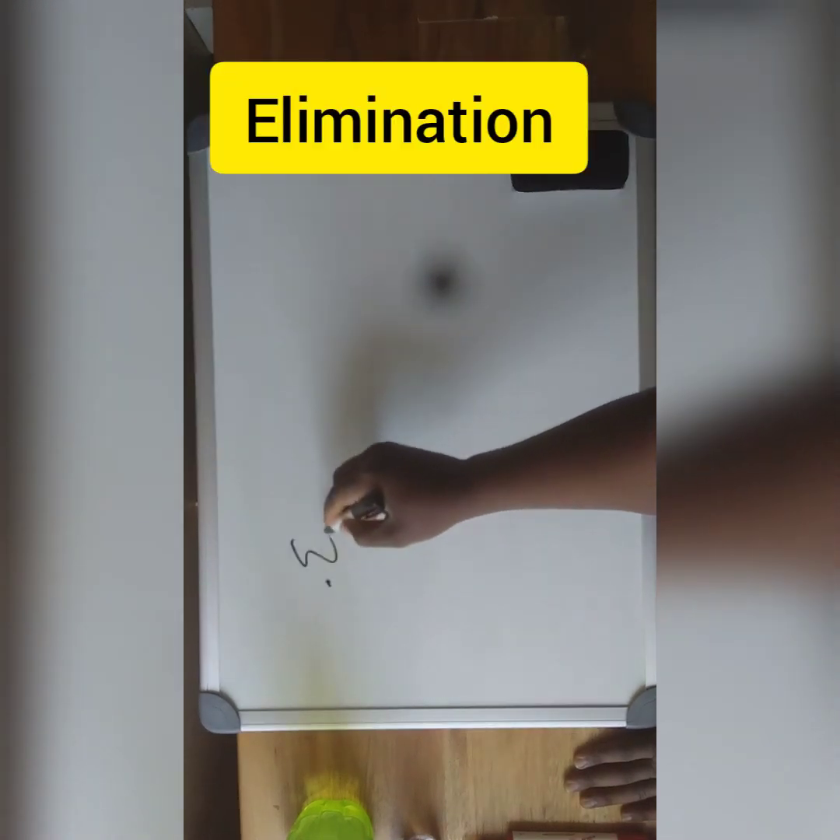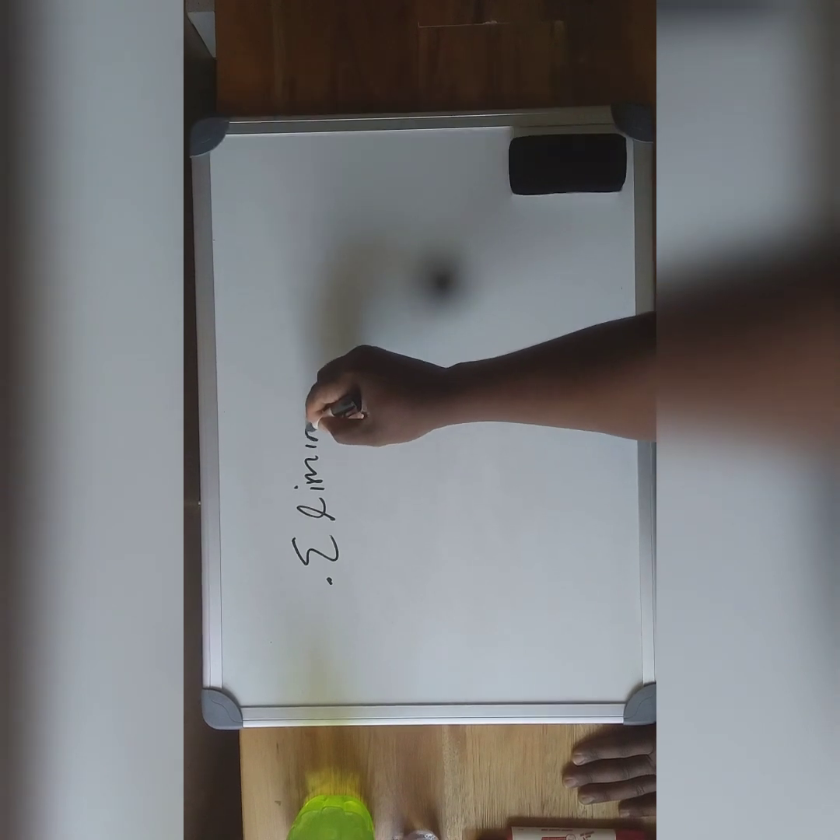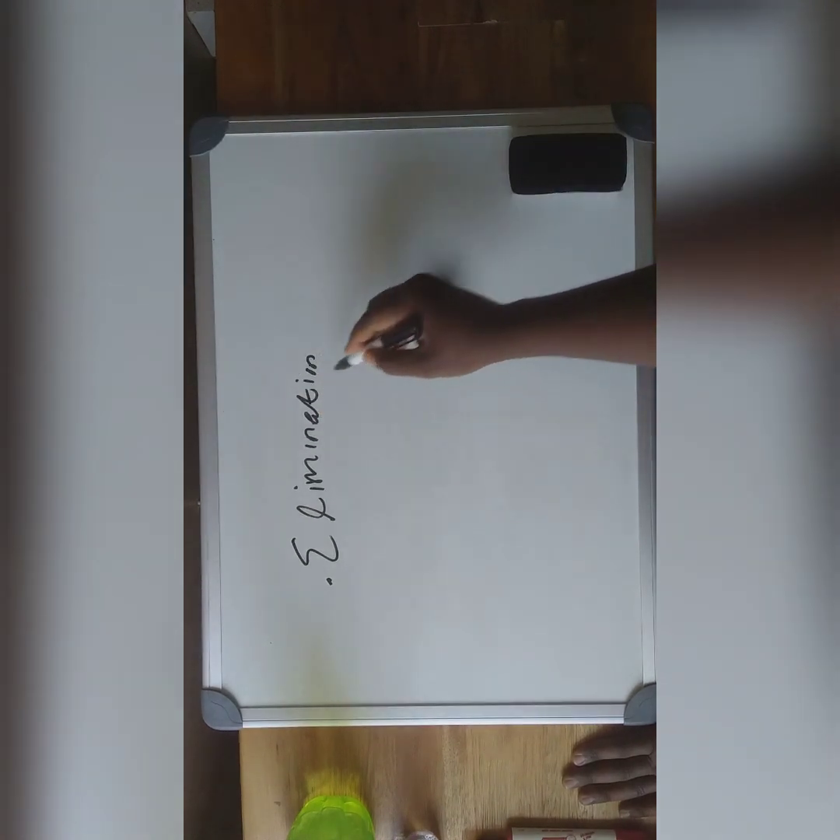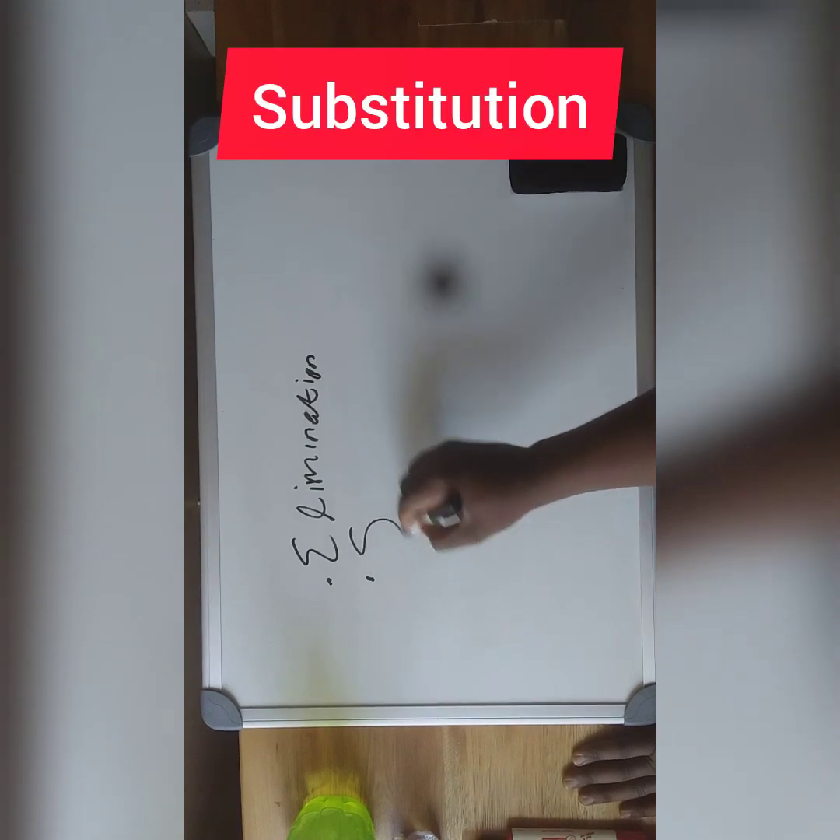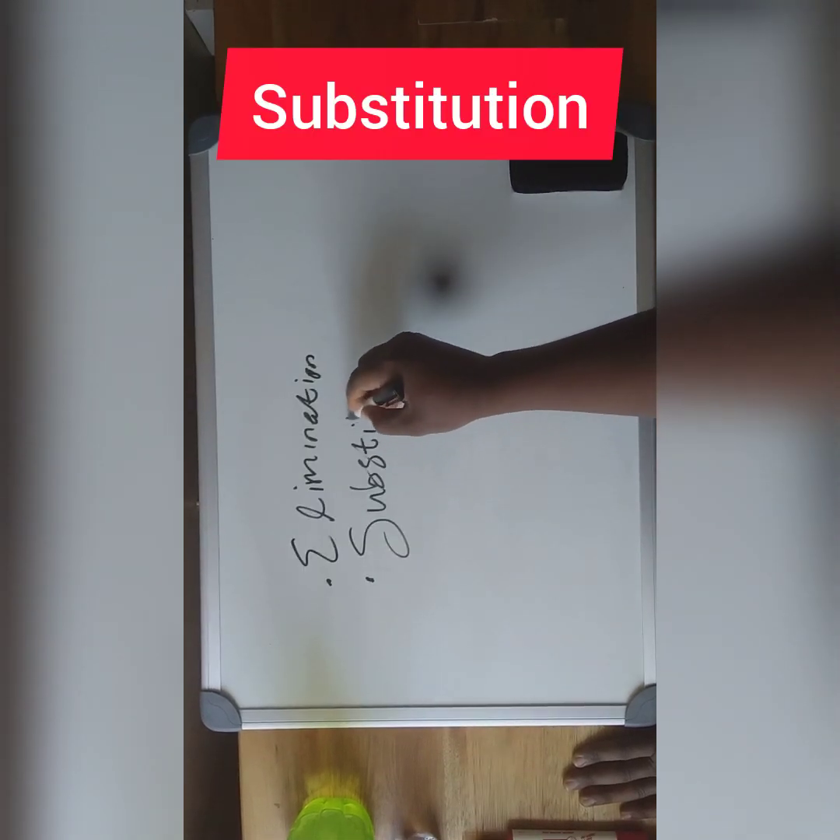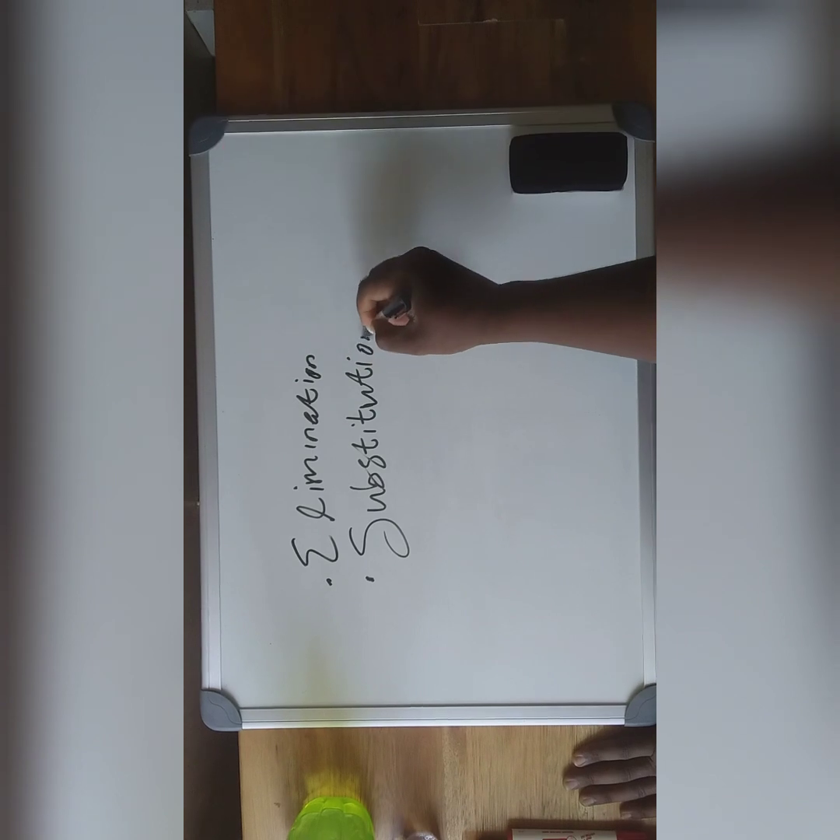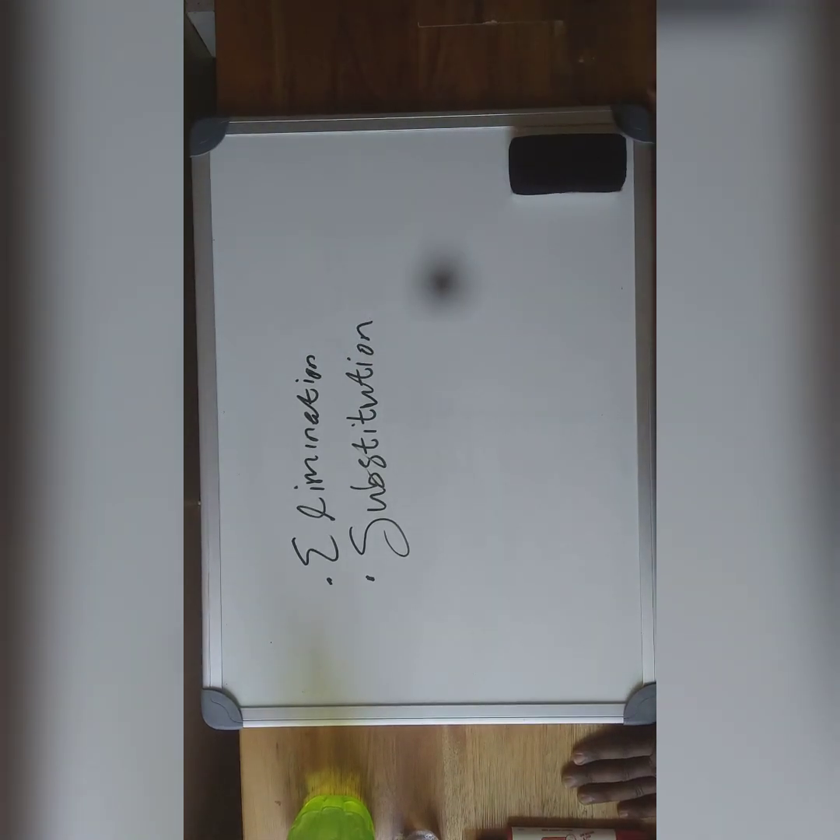So we have to understand something about simultaneous equations. There are two theories, or maybe two techniques, that we have to take into consideration whenever it comes to simultaneous equations. The first one is elimination, and the second one is substitution. So we have to take into consideration both of the theories or the techniques of solving x and y simultaneously.